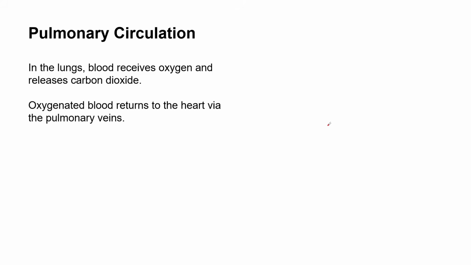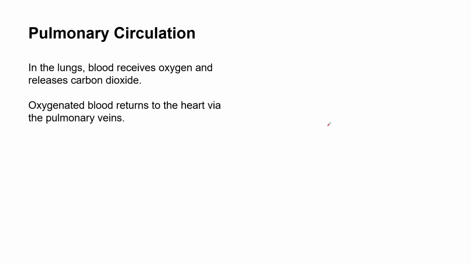But in the other types of circulation, it is deoxygenated blood that usually comes to the heart. In the case of pulmonary circulation, it is the oxygenated blood that returns to the heart, and this is through the pulmonary veins. So pulmonary veins are the veins that carry oxygenated blood. But we know that usually veins carry deoxygenated blood.